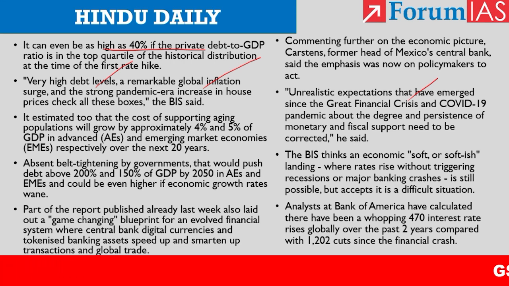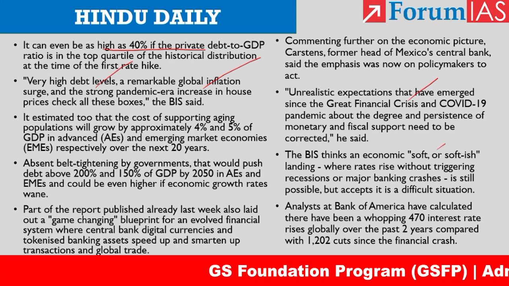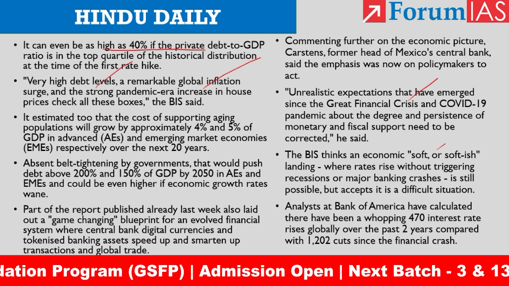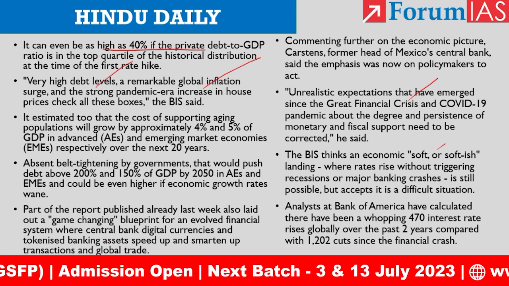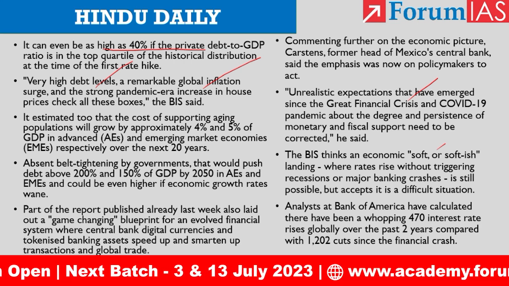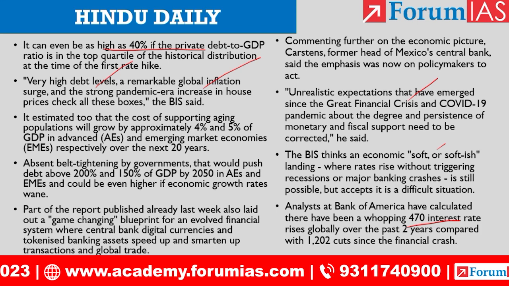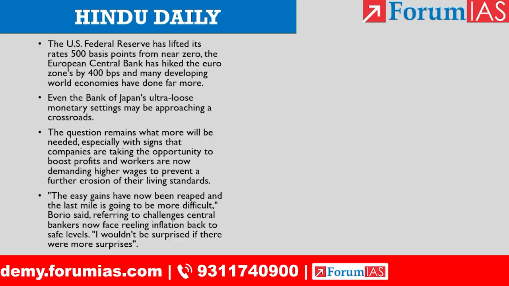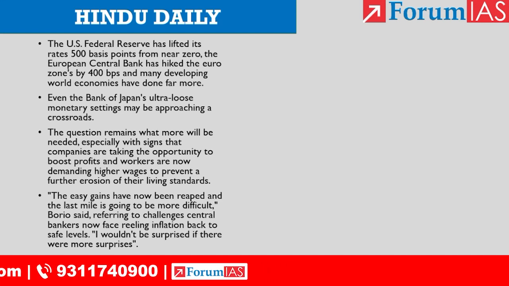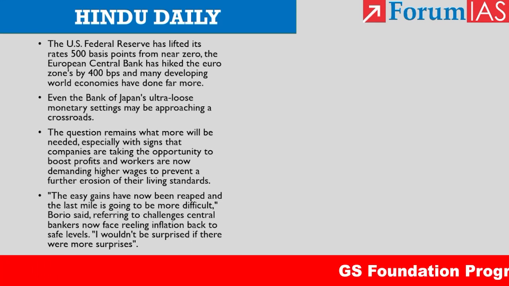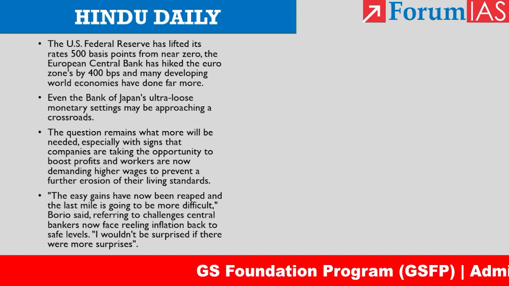So the Bank for International Settlements feels that a soft or softish landing should be there, because this rate rise should not trigger recession or banking crashes. Next, analysts at the Bank of America have calculated that a whopping 470 interest rate hikes have happened globally over the past 2 years, compared to 1202 cuts in the financial crash. The US Federal Reserve has lifted rates by 500 basis points from near zero, and even the European Central Bank has hiked the Eurozone's rates by 400 basis points, and many developing world economies are also doing this.